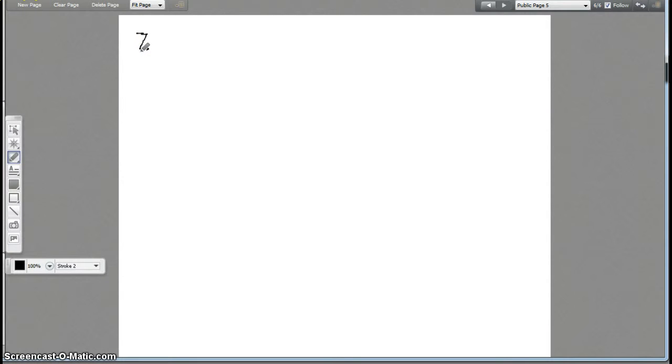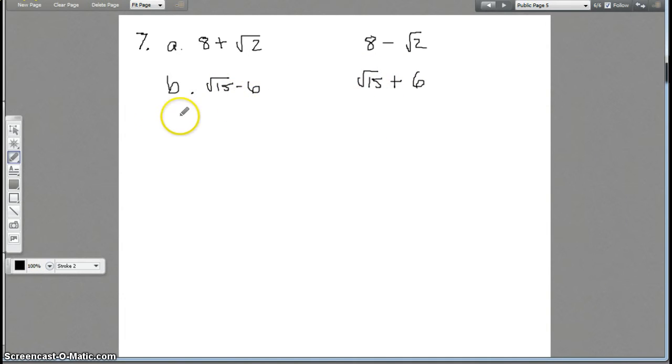Number 7 says write the conjugate of each of the following expressions. So let's take a look at these. For part A, we have 8 plus the square root of 2. The conjugate of that, we're going to copy down the same two terms, 8 and square root 2. We had a positive, so the conjugate is going to have a negative in the middle. Part B, we have square root 15 minus 6. We're going to copy those same two terms in the same order. We had a negative, so we're going to change it to a positive. So these are the conjugates.